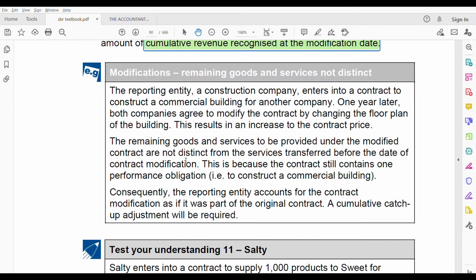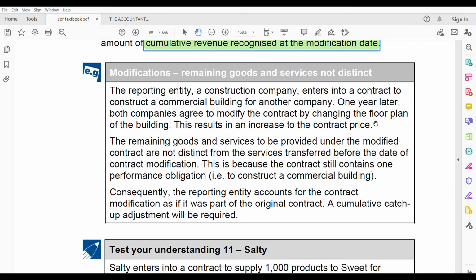You see why? Because even though you change the floor plan, you modify the contract, at the end you are still going to give them a building only, the commercial building only you're going to provide them, because your performance obligation was to construct a commercial building. It is the same before and after. So this is because the contract still contains one performance obligation to construct a commercial building. This is the one performance obligation before and after modification. Therefore, this is known as part of the original contract.